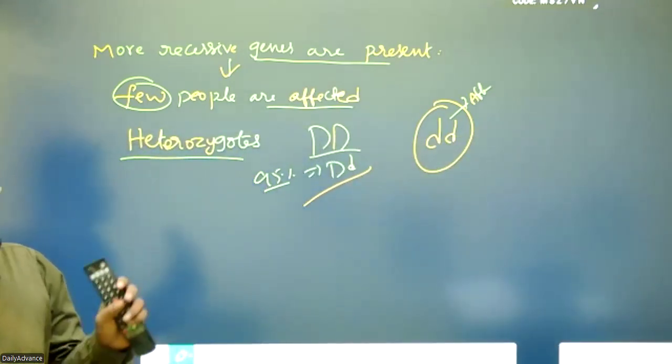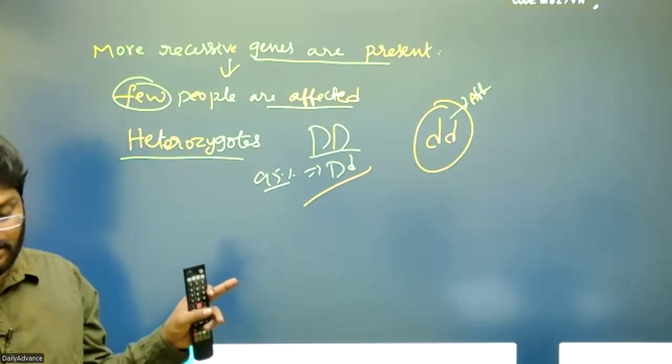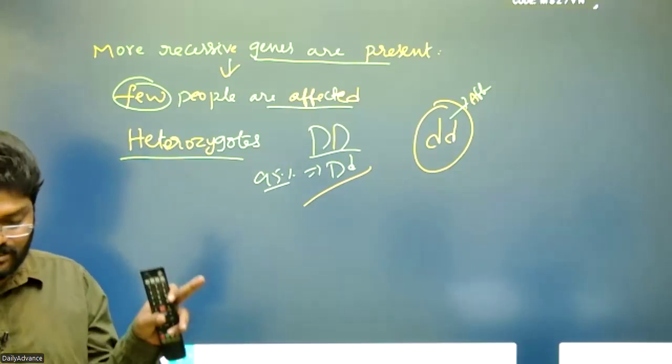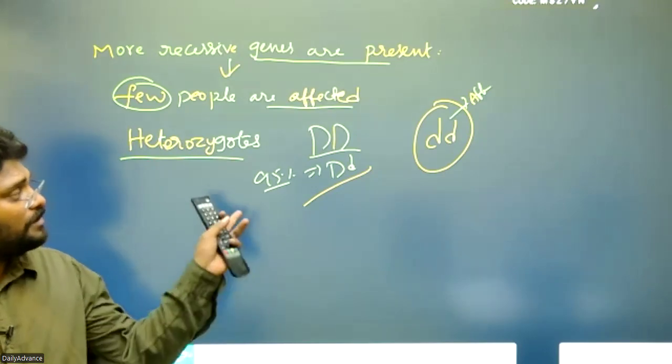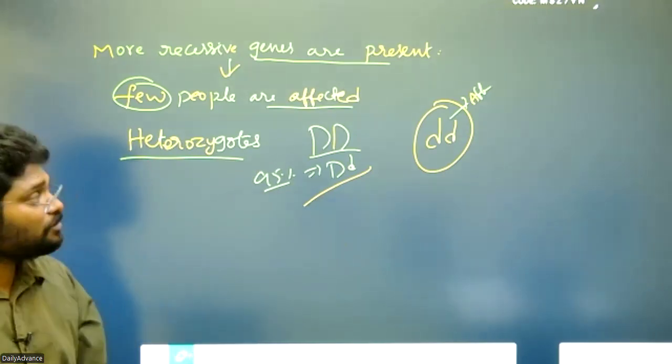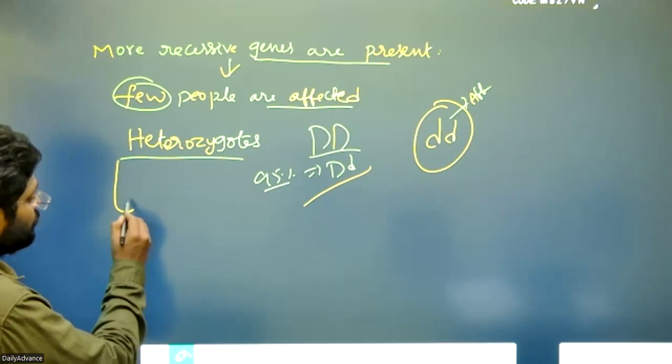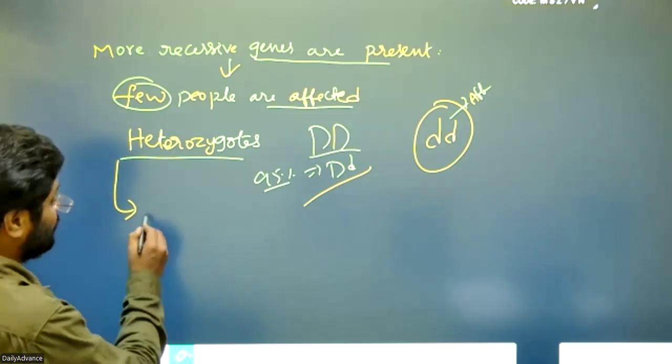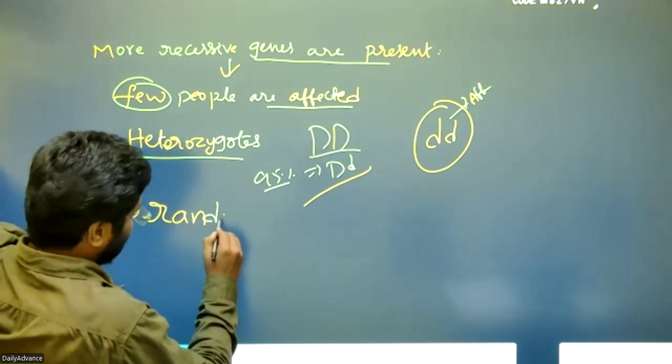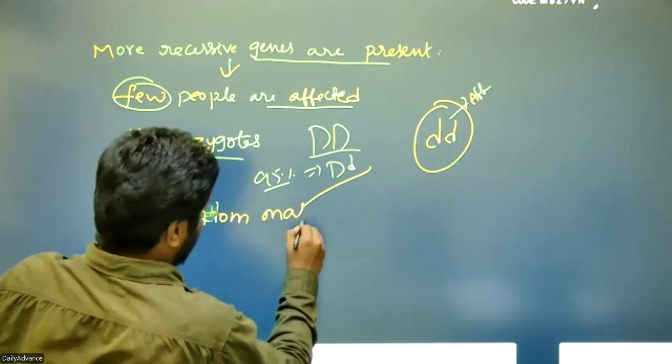So humans have mostly recessive genes, and those recessive genes are always suppressed in the heterozygotic condition. These heterozygotic conditions prevail when random mating occurs.